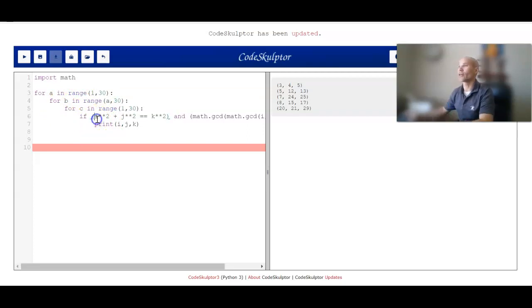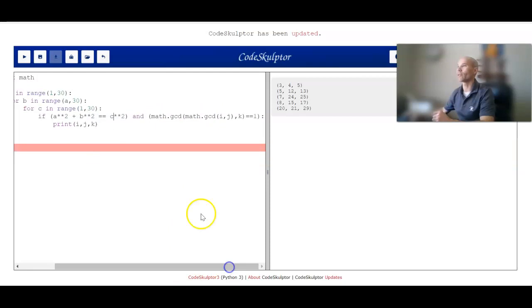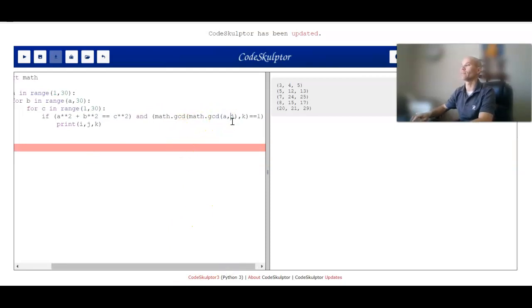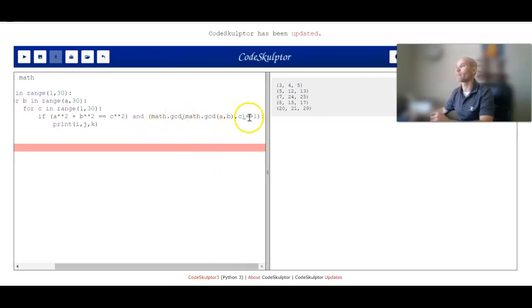So what do we want to check? We want to check how you do a square in Python. It's star star as opposed to caret. And if a squared plus b squared is equal to c squared, and also we want to check the GCD, the greatest common divisor between a, b, and c. Don't get too wrapped up in why I've done it this way, but I'm just checking that the greatest common divisor, the only number that divides into all three of these integers, is 1. If that's the case, then we found a primitive Pythagorean triple, a, b, and c, and we're going to print it.